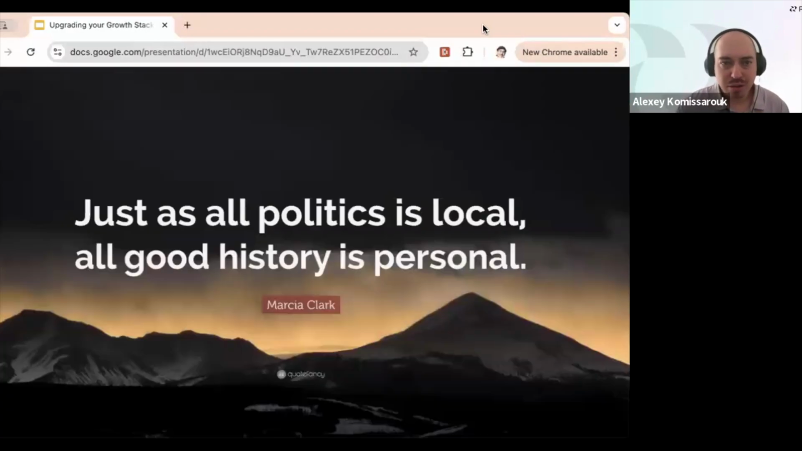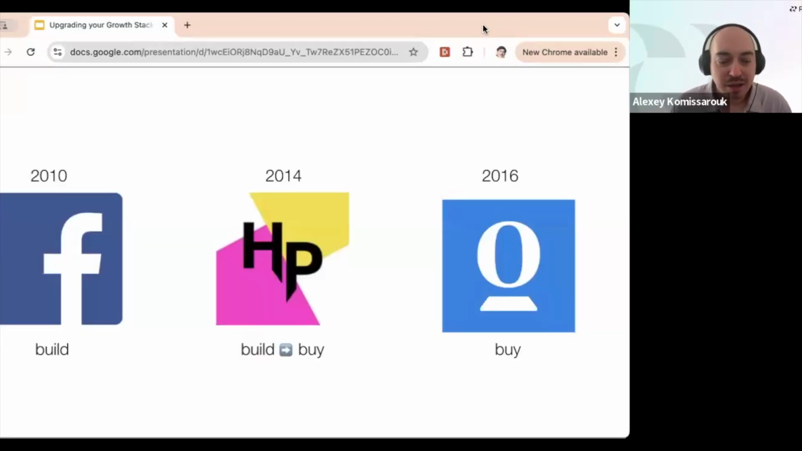And of course, when we talk about the history of growth, I think all good history is personal. So I'll talk about my own experience. Back in 2010, I was an intern at Facebook, and I fell in love with the kind of tooling that they had built that made experimentation so much easier. And then when it was time for me to start my own company in 2014, I contemplated rebuilding this experiment framework and realized, actually, this is quite a lot of work, and I should be focused on something else. But B, actually, the vendors that I can buy are pretty good now across all these tools.